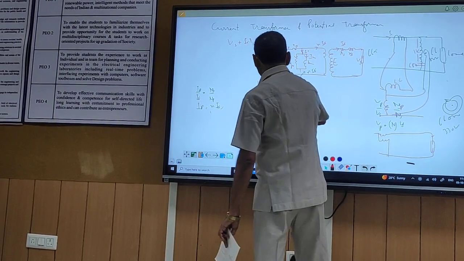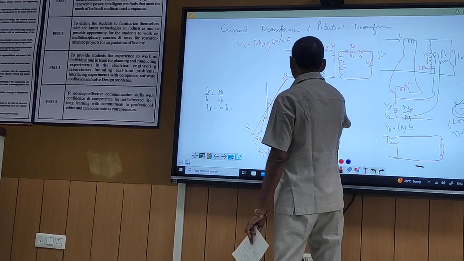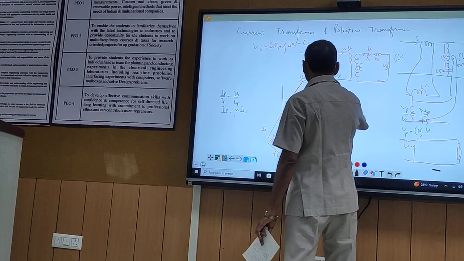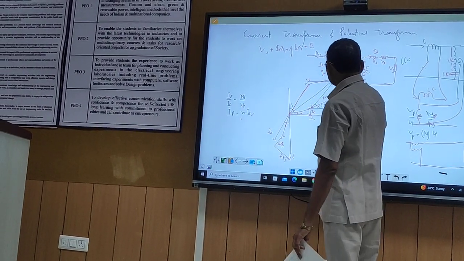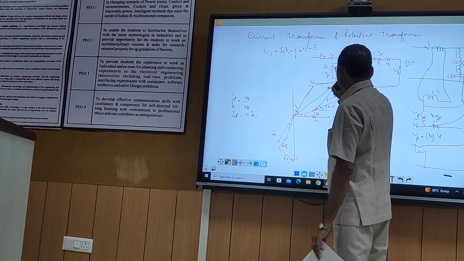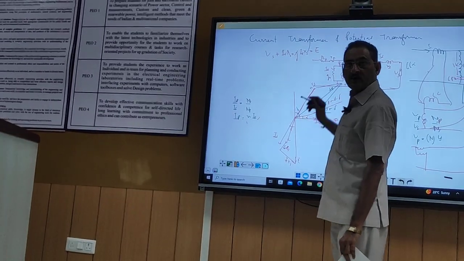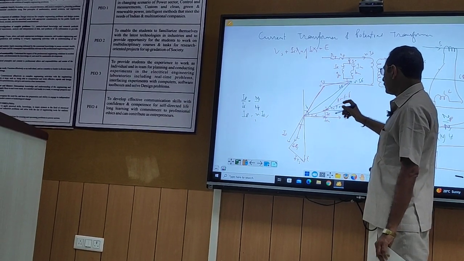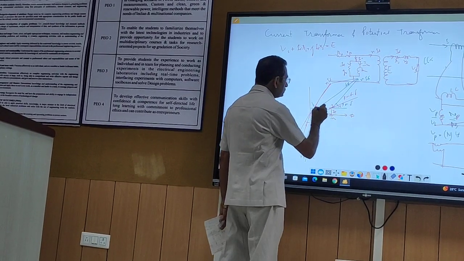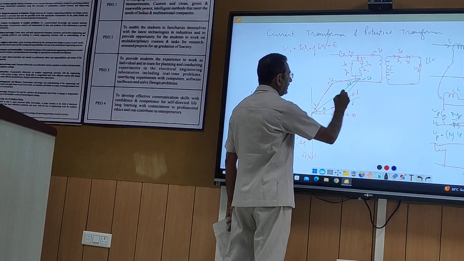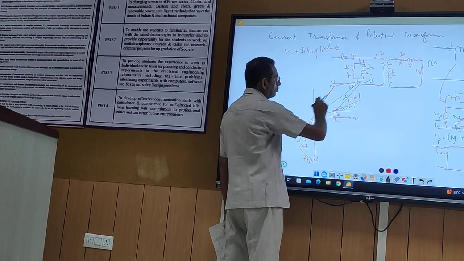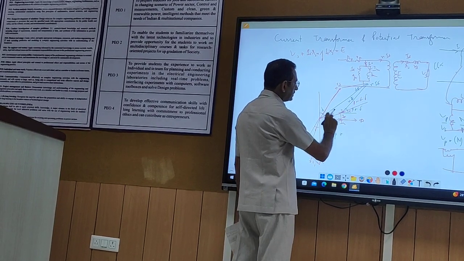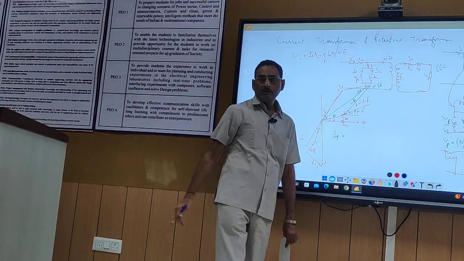So your actual current is this plus this. This is the actual current, which is called IP. We have to find out what this IP is. If this is I0 and this is N into IS, then what will the equation be? IP will be equal to the square root of the square plus 2 times AB cos delta.